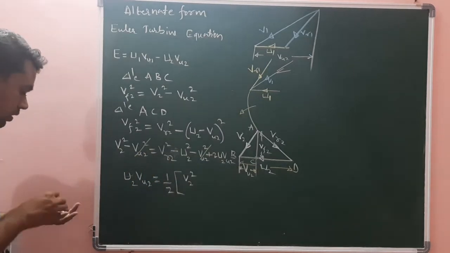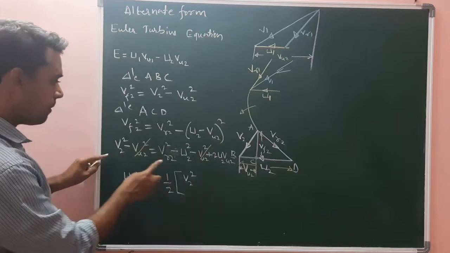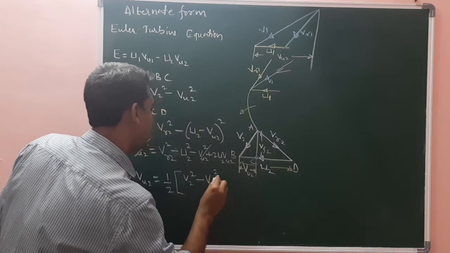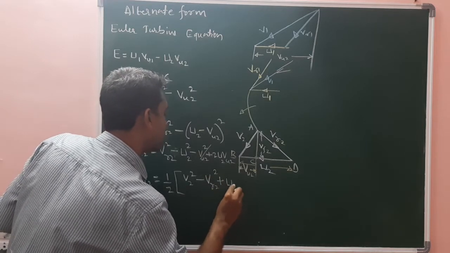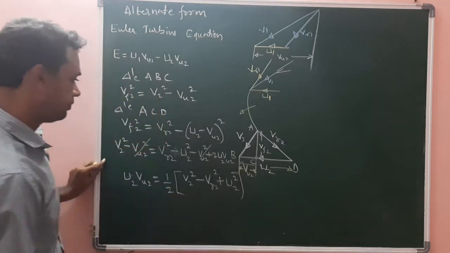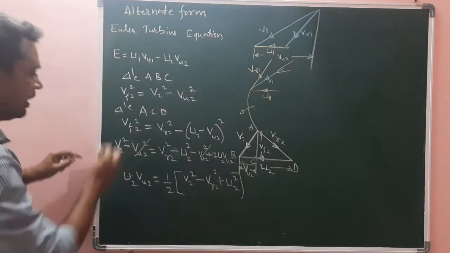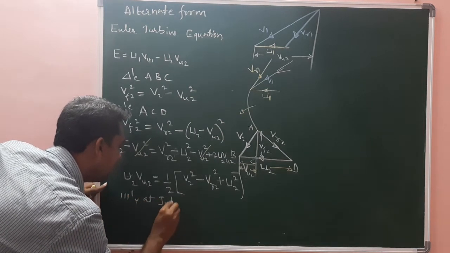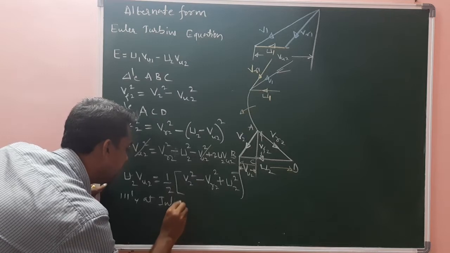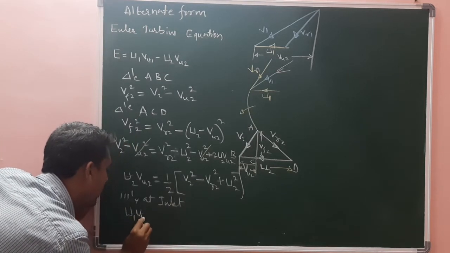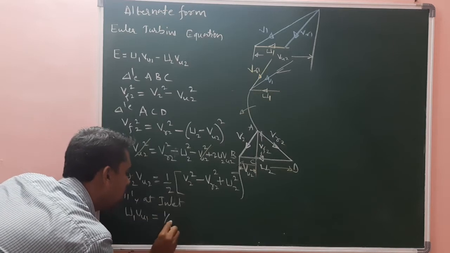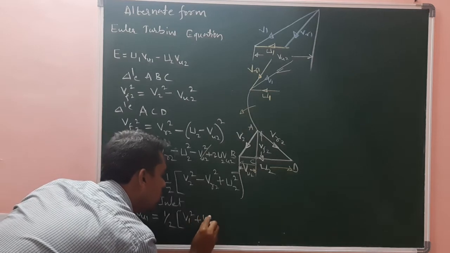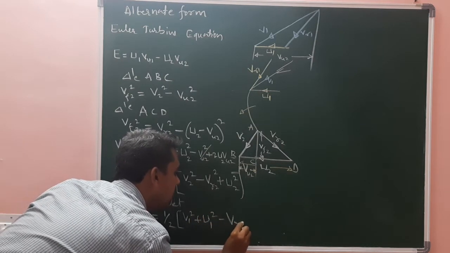Therefore, it will be U2 Φ2 = 1/2 [Φ2² − Φ R2² + U2²]. Again, in a similar way, at the inlet, we can get U1 Φ1 = 1/2 [Φ1² + U1² − Φ R1²].